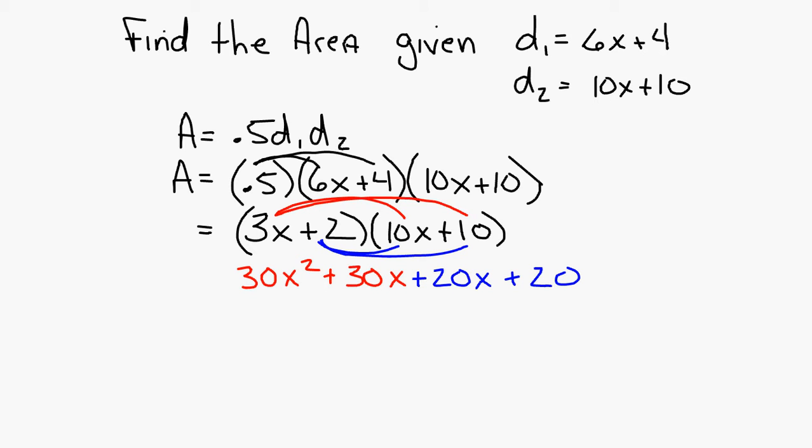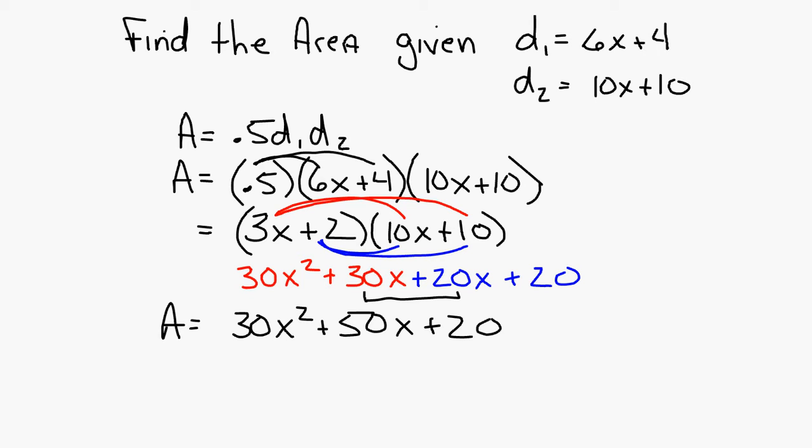Now you can combine your like terms in the middle, your 30x and your 20x. So your area is equal to 30x squared plus 50x plus 20. So why is it 30x squared? Because you multiplied a 3x times a 10x. They both had x's after them, and the 3 times the 10 is the 30, and the x times the x is the x squared.